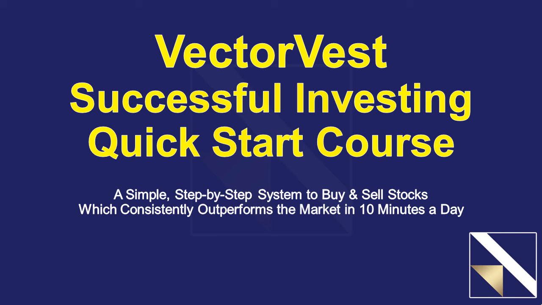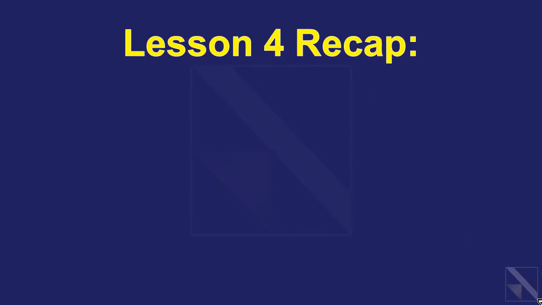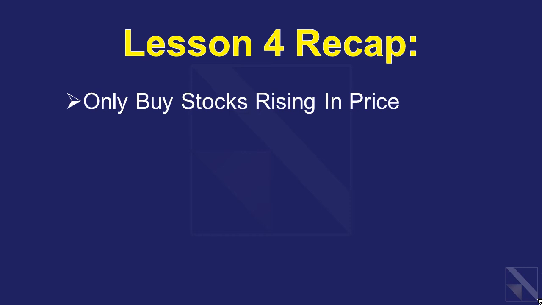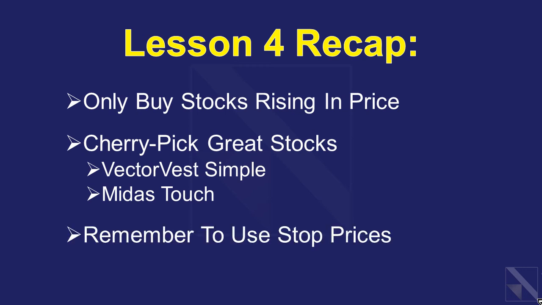This is lesson 5 of the VectorVest Successful Investing Quick Start course. Let's do our quick recap of where you should be right now. In the last lesson, you learned to make sure that you're only buying stocks that are rising in price. You also learned 2 great ways to find those stocks. We looked at VectorVest Simple and the Midas Touch technique. And I also reminded you to make sure that you use stop prices and showed you a new method to use to maximize profits on those Midas Touch stocks.